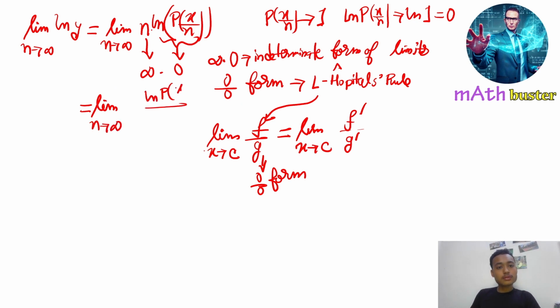Now, if we convert this into ln of p of x by n divided by 1 by n, then this tends to 0 and 1 by n also tends to 0. So this is of the form 0 by 0. Now we will apply L'Hopital rule. After applying L'Hopital rule, the denominator becomes minus 1 by n squared.